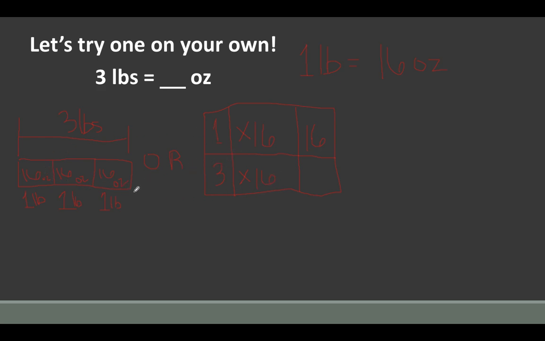And when we look at this, we can see that that's going to be correct because we have 3 groups with 16 in each group. So I'm going to multiply 16 times 3. 6 times 3 is 18. We carry our tens, we leave our ones. 1 times 3 is 3, plus 1 is 4. So that means that our unknown is 48 ounces.